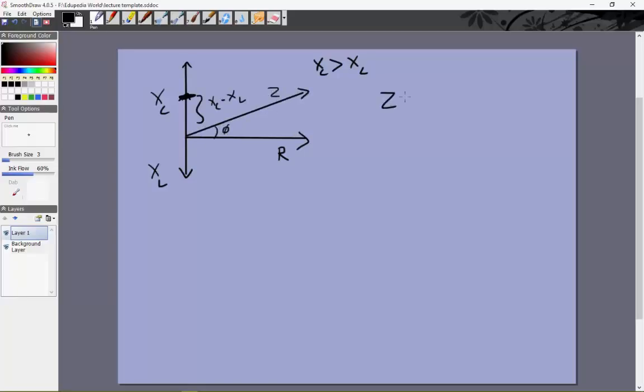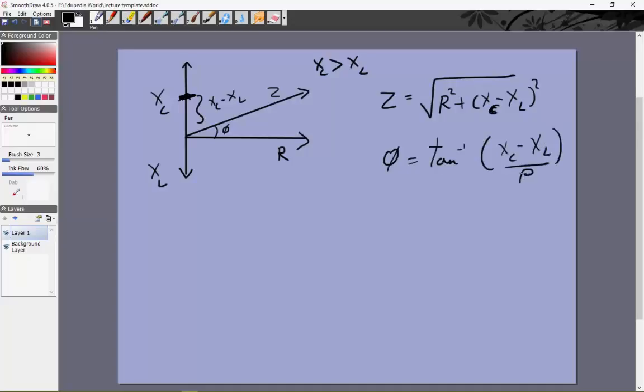What will Z be equal to? Z will be equal to root of R squared plus XC minus XL, whole squared. And phi will be tan inverse of XC minus XL by R. Now if XC is less than XL, then it will point in the downward direction and phi will be negative. This term will still be the same. Right? So I'll just take one of these as an example to show you where we started from.